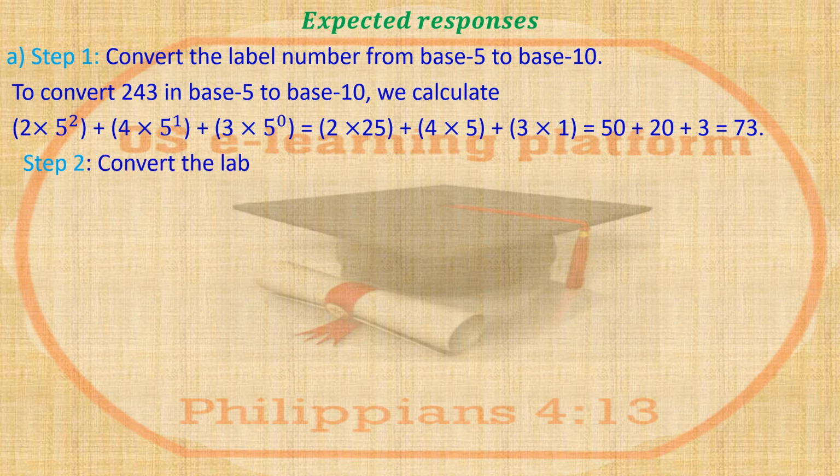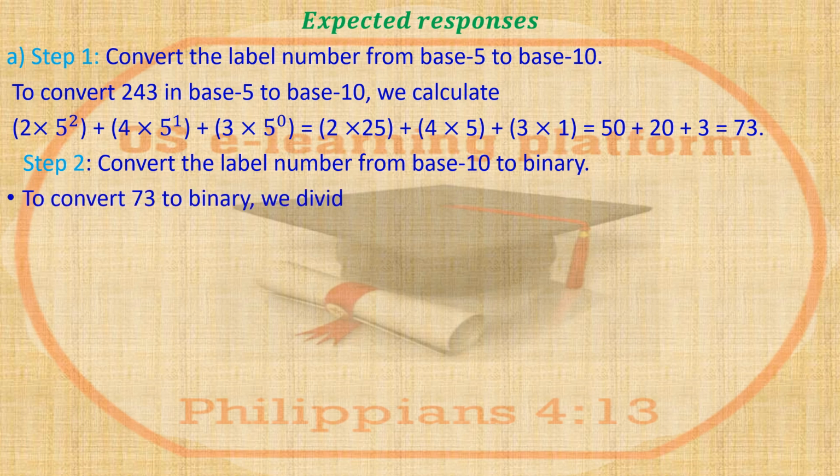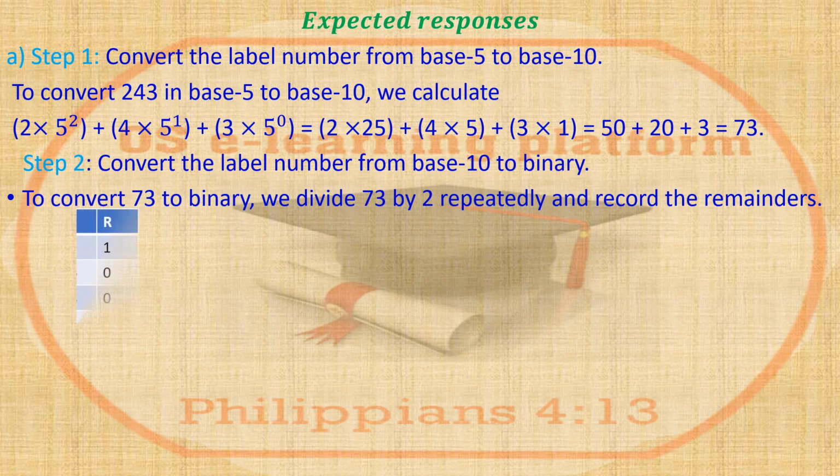Then step 2 is converting 73 to binary base, because 73 is in base 10. Even if I don't write base 10 there, just know it is base 10. So what are we doing in the next case? We are converting 73 to binary base, and we are dividing this by 2 repeatedly and recording the remainders. So that is what we have.